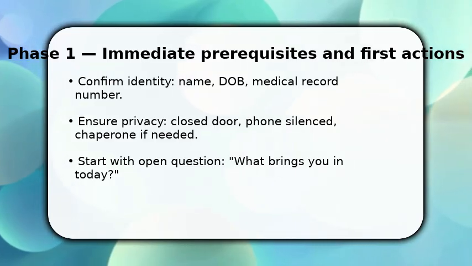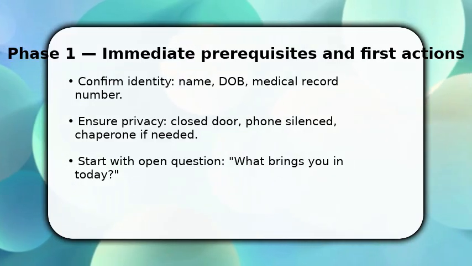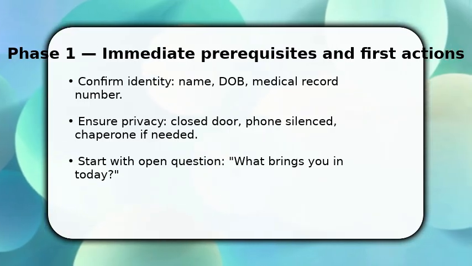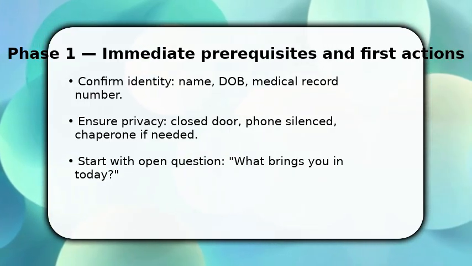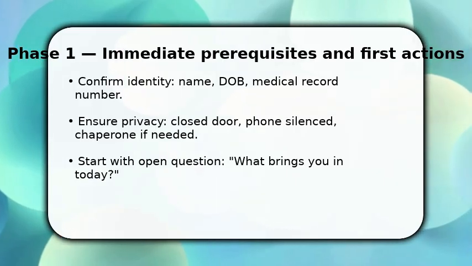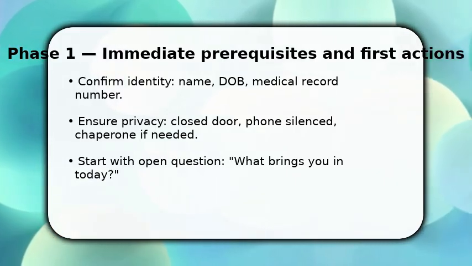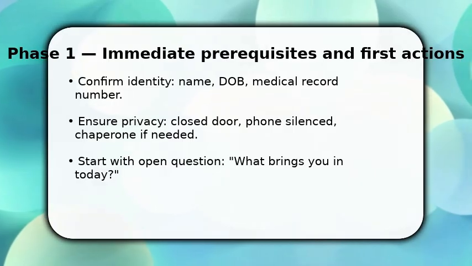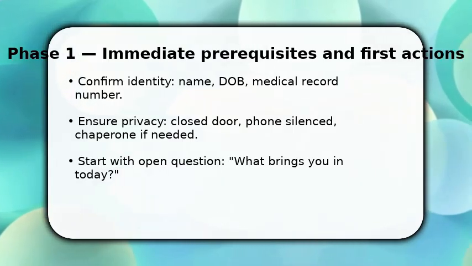Start with a broad, open question, then narrow. This captures chief complaint and context. Ask timing, severity, and any associated symptoms to orient the encounter. Explain why each question matters. It highlights red flags and guides exam urgency.